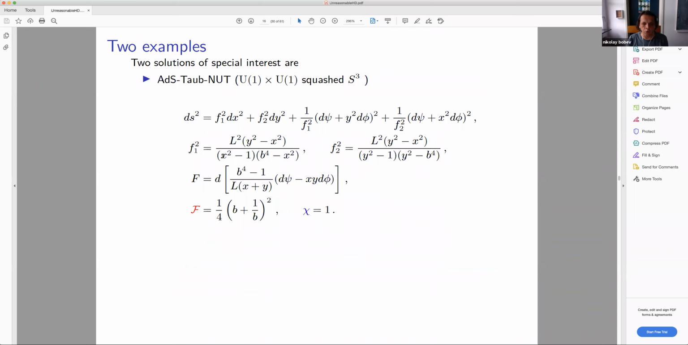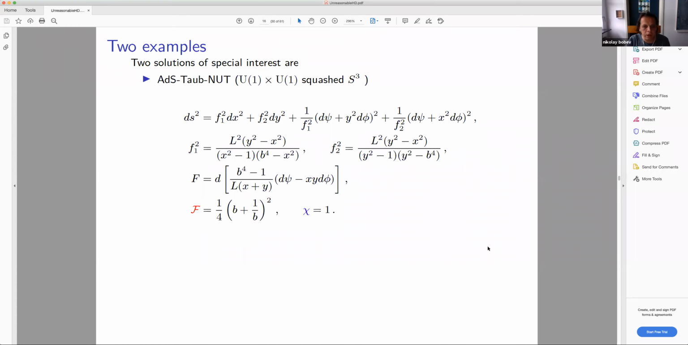Okay, so here is the squashed sphere. It's a bit ugly, but it's an explicit analytic background. I have the 4D metric with some functions F1 and F2, depending on two variables, X and Y. So if you wish, the radial coordinate of AdS is some combination of X and Y, which is a bit nasty. Psi and phi are two U(1) Killing vectors, which are capturing the invariance of this S3. And when you put B equals to 1, so this F here is the gauge field. If you put B equals to 1, this whole thing is just AdS4 in strange variables.